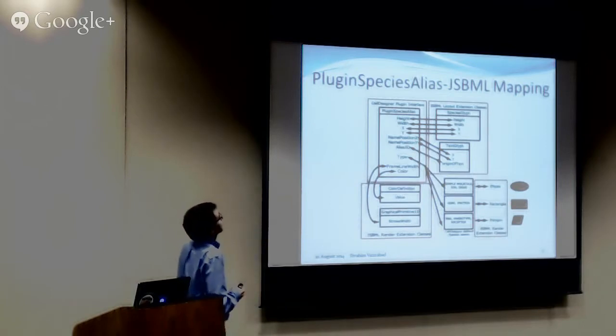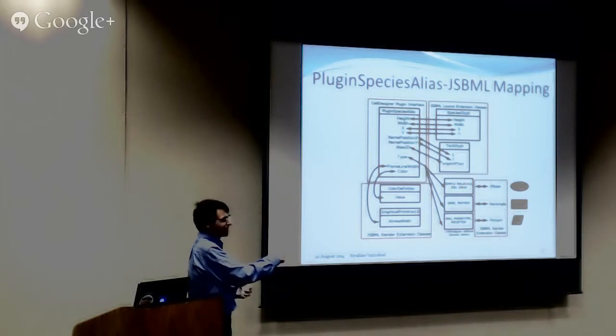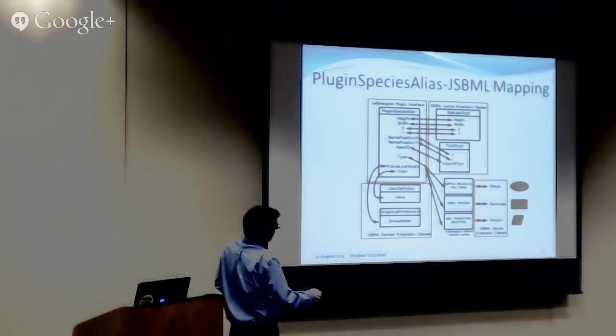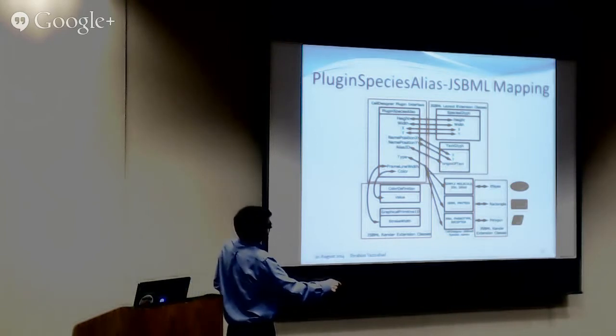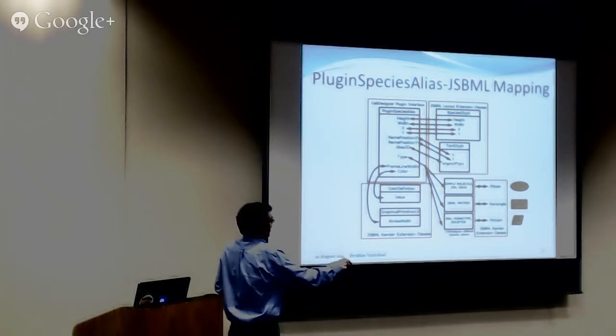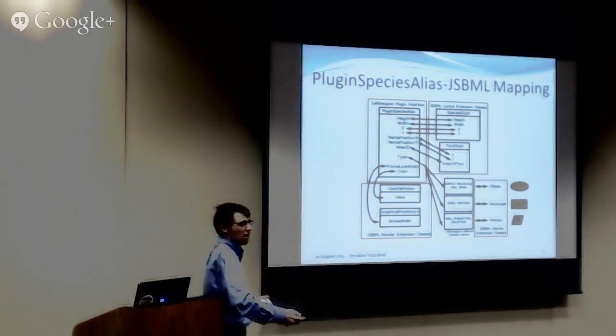So let's move on to the plugin species alias mapping. This mapping is very similar to the compartment mapping we just saw, but with one notable exception: the shape of the species can either be an ellipse, a rectangle, or a polygon. And the shape of the species is entirely dependent on the species type attribute. And the type of the species can be proteins, genes, RNA, drugs, etc.